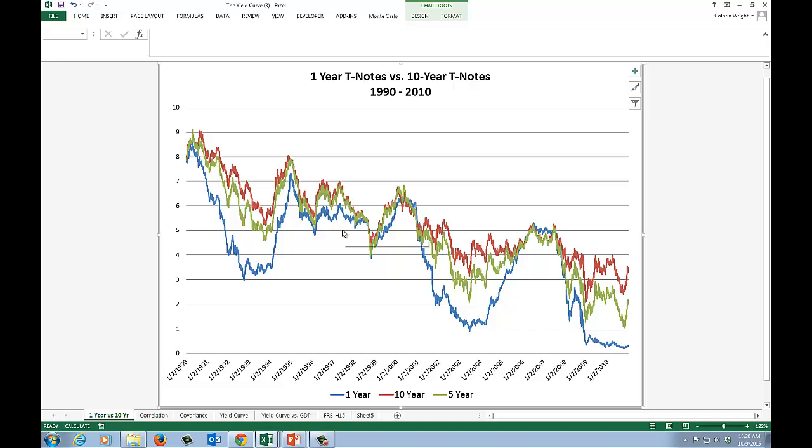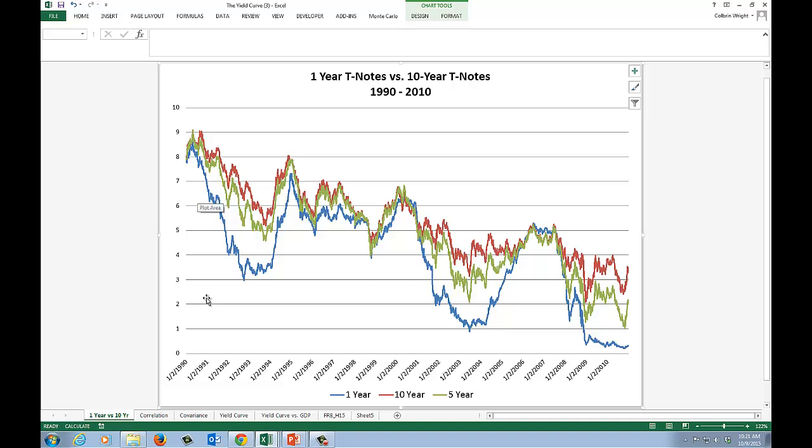Notice that the blue line, which is the yields to maturity on 1-year treasuries, has much deeper troughs. So we can see that the volatility, the up and down of the line, is much greater for the blue line, whereas the red line, which is the 10-year treasury yield, tends to move in a much tighter range, a much tighter bound.